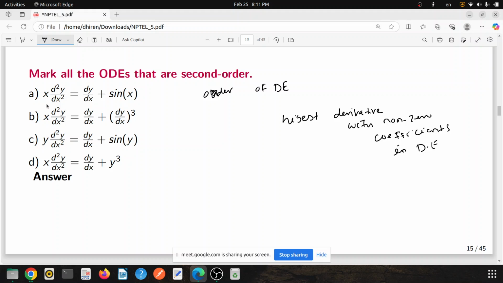Here you can check that the order is 2, here also the highest derivative is 2, and here also. It's not mentioned whether it's linear or not. So all the options represent ordinary differential equations of the second order. So all options are correct.